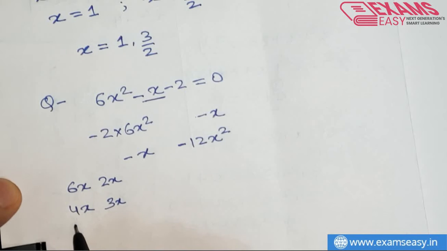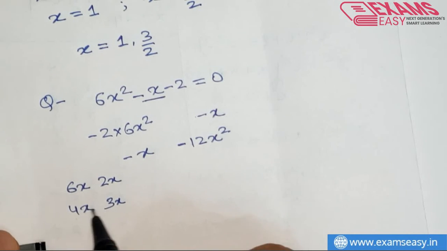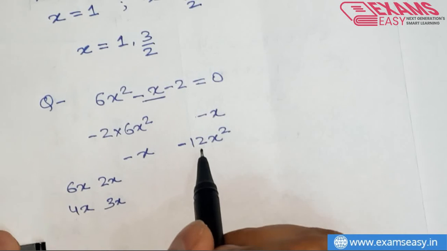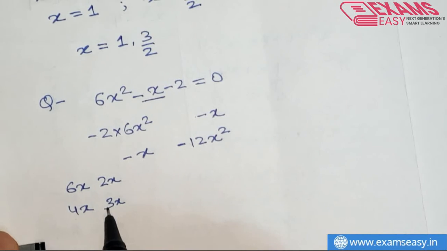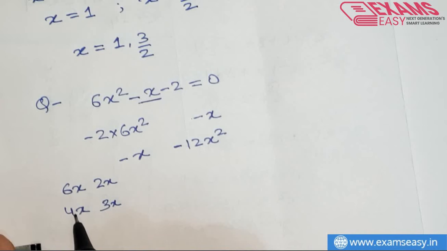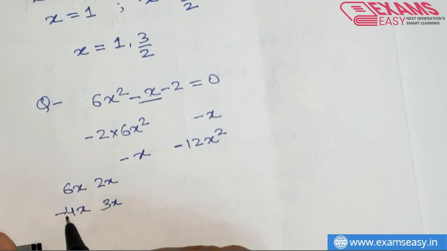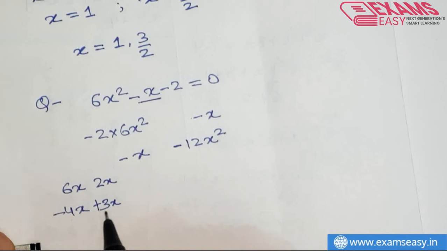So let us choose the signs of these two terms. Here we are getting minus 12x square. So if we choose either of the terms as negative, then we will get minus 12x square. But if we subtract these two terms, then we need to get minus x. So the greater term should be negative in this case. In order to subtract minus 4x with 3x, then we will get minus x. So minus 4x will be negative here and 3x will be positive here. So in such a way, we need to assume the signs of the splitted terms.